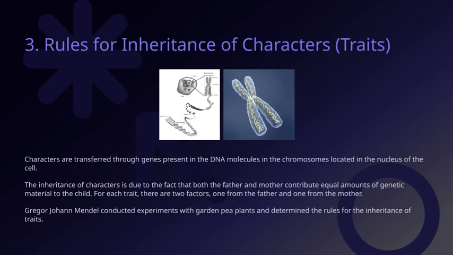These characters are transferred through genes, which are present in DNA molecules. And these DNA molecules are packed into chromosomes, which are located in the nucleus of the cell. This is the cellular basis of inheritance that underpins everything Mendel discovered. So, understanding these principles helps us see how traits are inherited and how genetic information is passed down in a predictable way, which is fundamental to the overall theme of genetics and heredity.